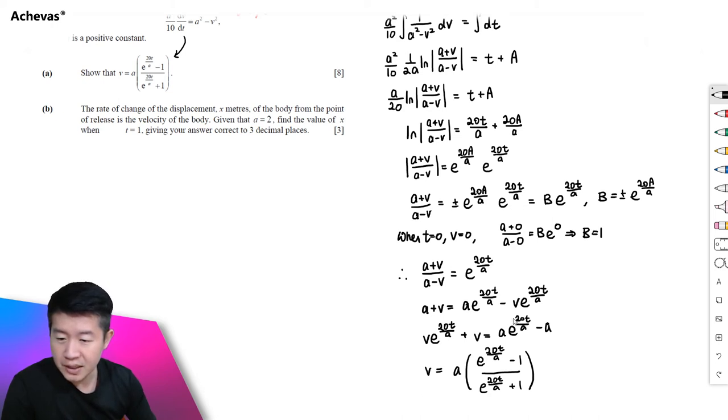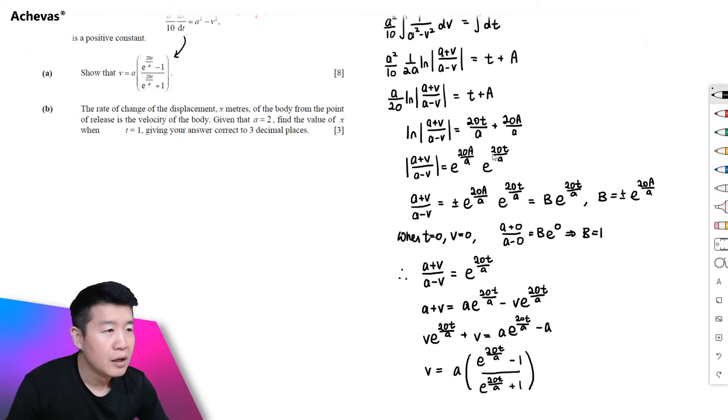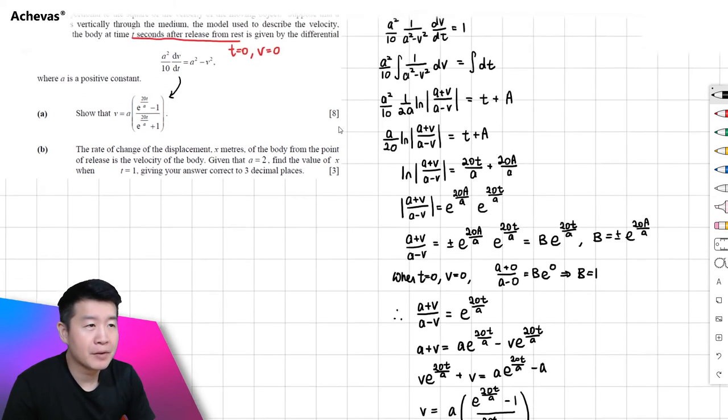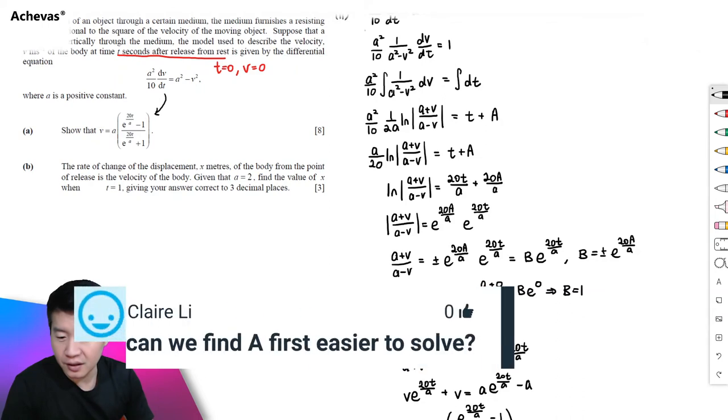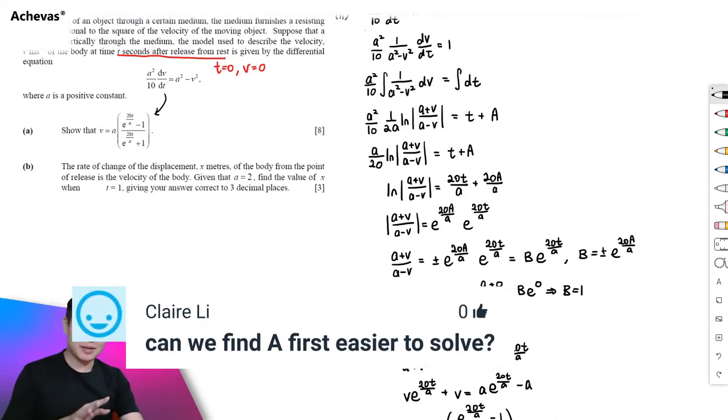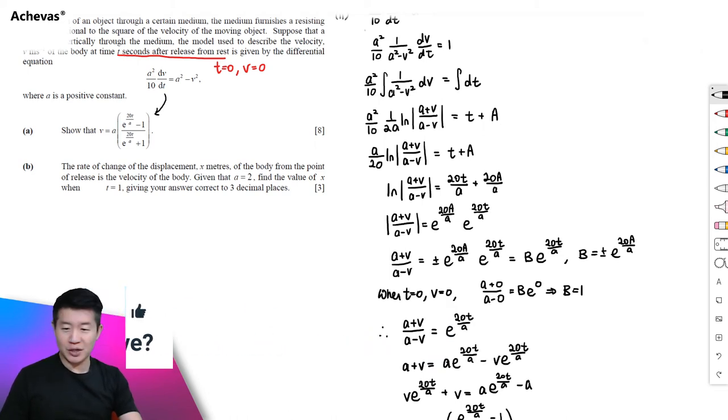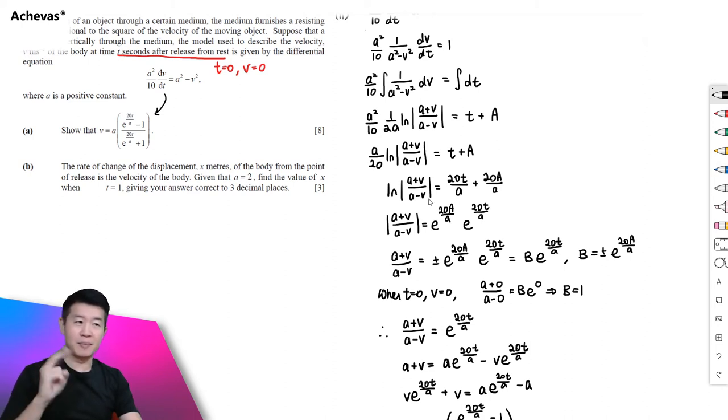Can we find A first, easier to solve? I think for me, I have not tried whether I should find A first, and whether it is going to be easier to solve. Maybe it will turn out to be, I'm not sure. You can give it a try, Claire, but in general I will do the substitution after I remove the modulus. Because if I don't remove the modulus, there will potentially be this plus or minus, which means that down the road I will need to find a way to remove the plus or minus depending on the context of the question.